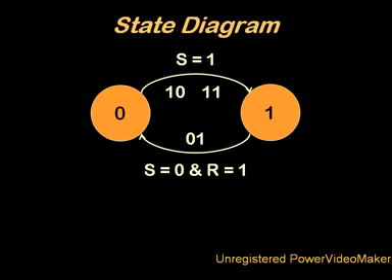In state 1, the only thing that causes a transition back to 0 is to have S equal to 0 and R equal to 1. And the state diagram is generally represented without the individual bit patterns, but only that analysis we just completed.